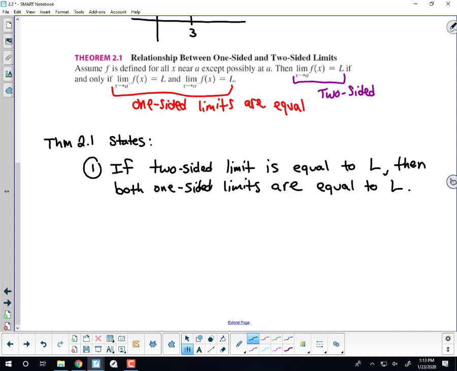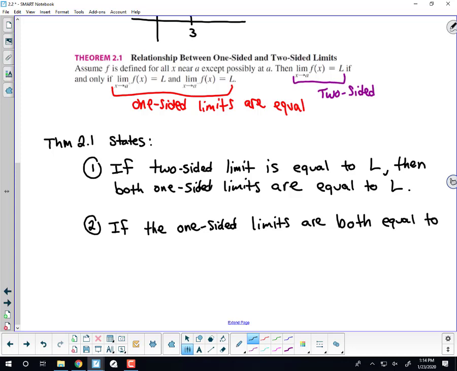So that's how the theorem sort of appears on the surface, right? But we can also go the other way and say if the one-sided limits are both equal to L, then the two-sided limit is equal to L.